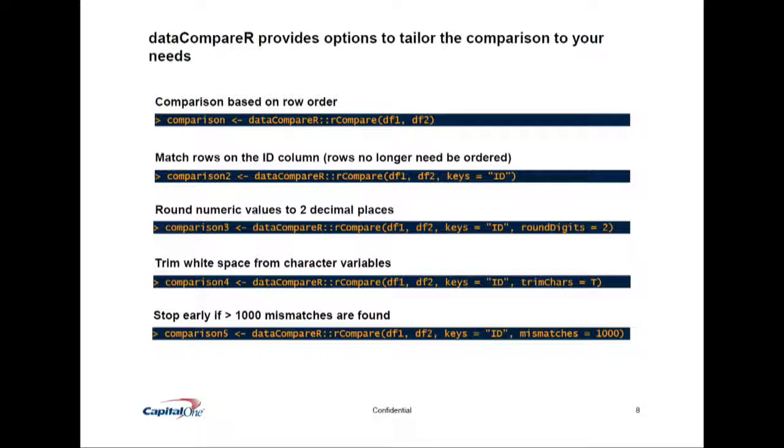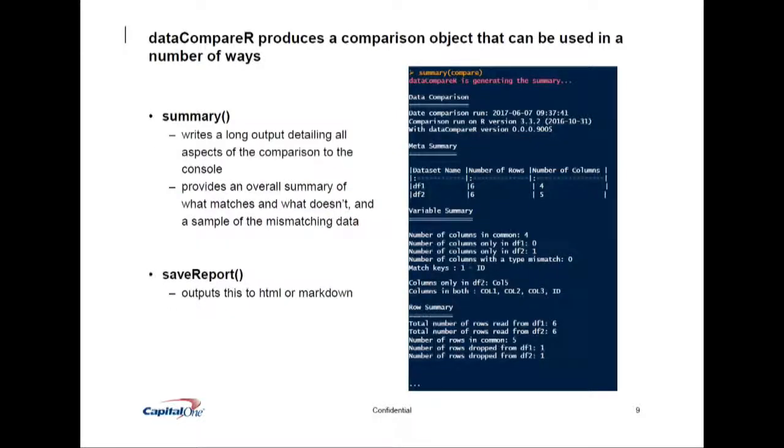Obviously, what you care about when you're comparing two data frames depends on what you're doing. So we try to provide as many options as possible to tailor the comparison to your need. So you could choose to compare your data just based on row order alone, or you could specify one or more ID columns to join your data sets together. We also have functions like rounding numerics, trimming white space from strings.